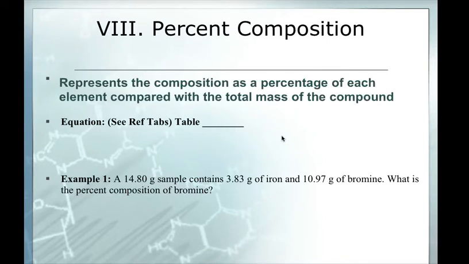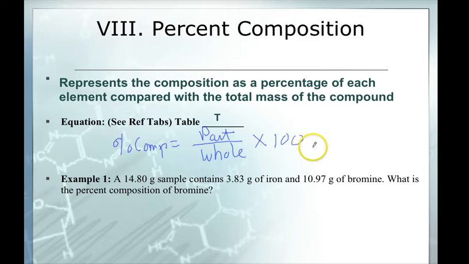The formula for percentage composition is on reference table T. And the formula, let me write it down here. Percent composition by mass is what we call the part over the whole times 100. So whenever you're doing a percent composition, your answer is going to come out as a percentage. The whole would be the total, and the part would be the piece that you're looking for, the mass of the part that you're looking for.